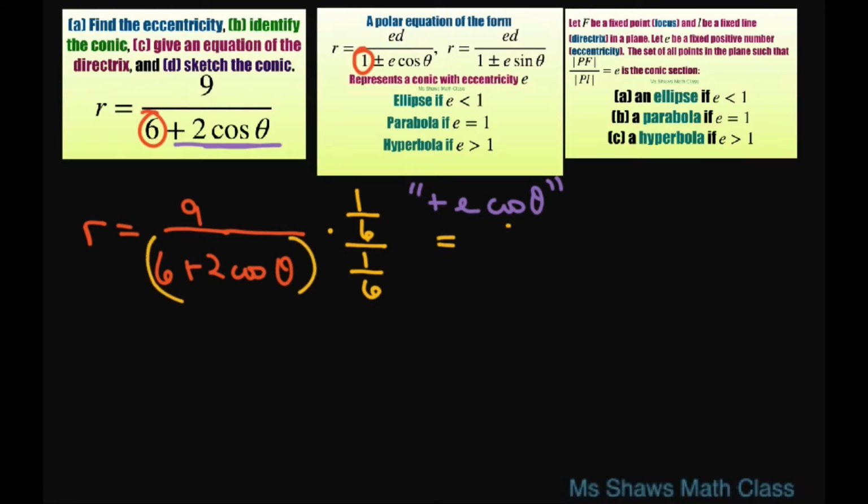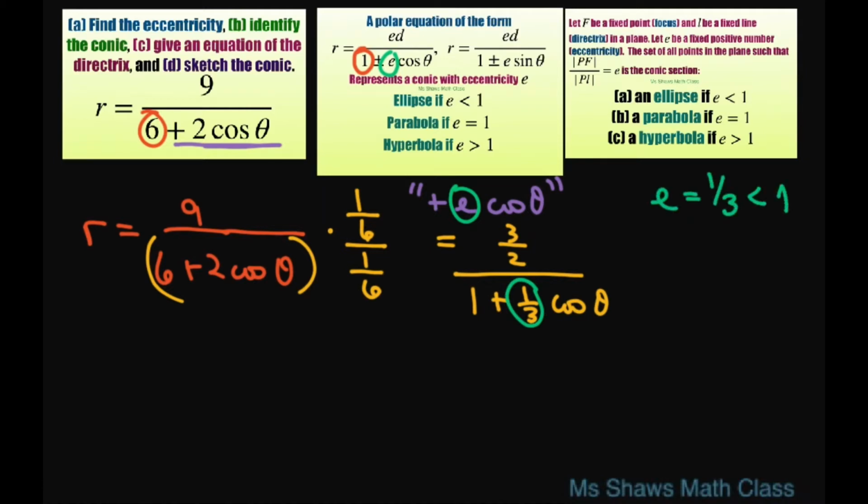For a numerator, that gives us 3/2. For a denominator, this is going to give us 1 plus 1/3 cosine of theta. Now we can clearly see our e. Our e is right here, is 1/3, which is less than 1. That means this is going to be an ellipse.